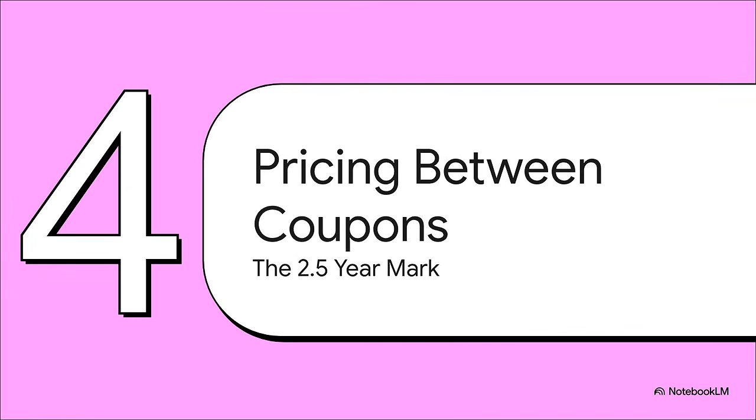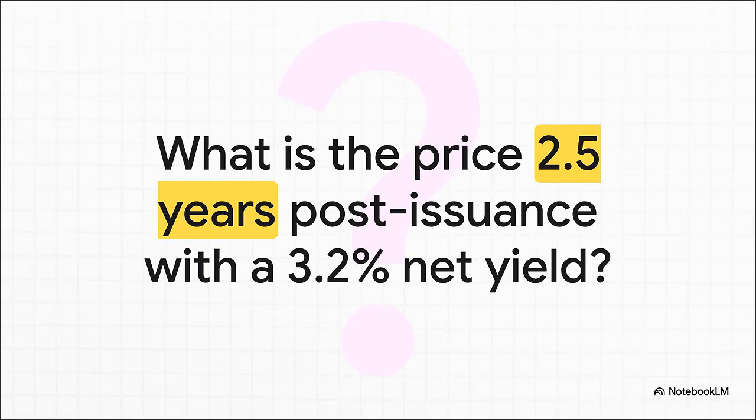Okay, time for our next challenge. And honestly, this is where it starts to get really cool. We're now going to figure out the price on a random day that falls right between 2 coupon payments. Okay, new situation. We're now 2.5 years into the bond's life. The market yield has wiggled again.